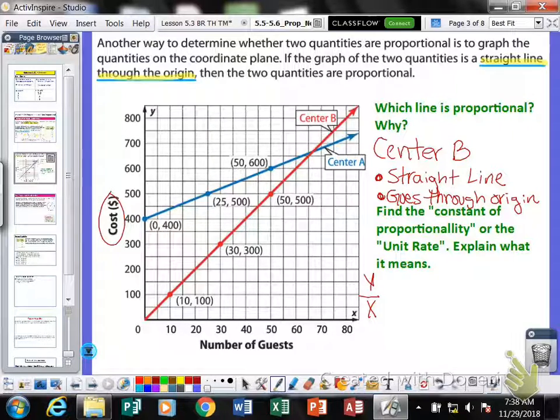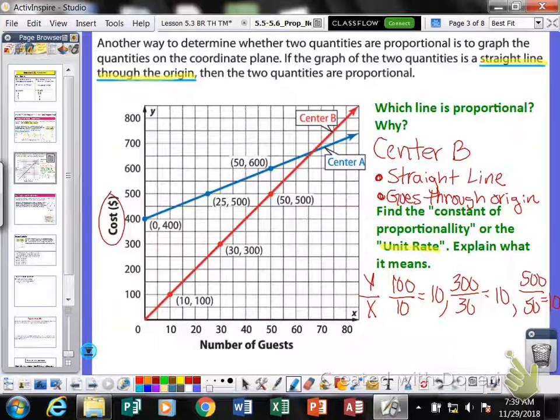For the first one, we have $100 for 10 guests, which is $10 per guest. Then we have $300 for 30 guests, and that is still 10. And our last one is $500 for 50 guests, which is still 10. So what is our unit rate? 10. That's our constant of proportionality.